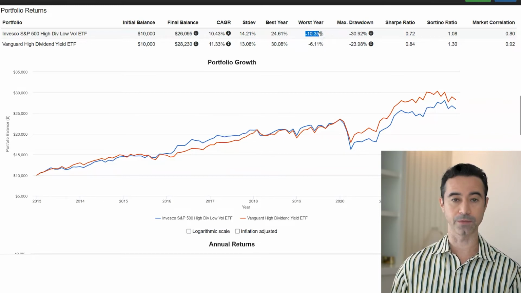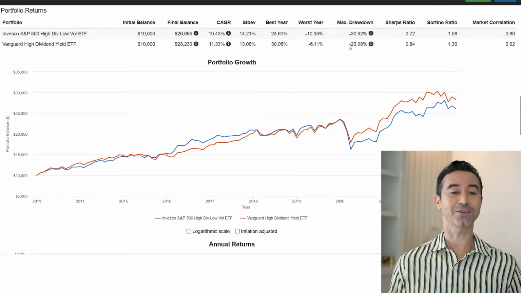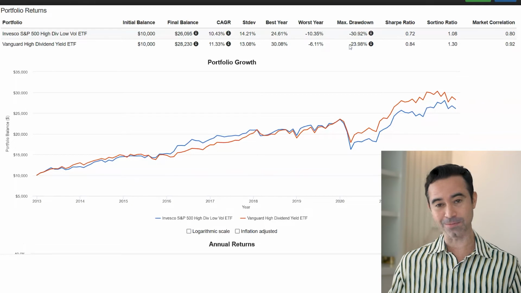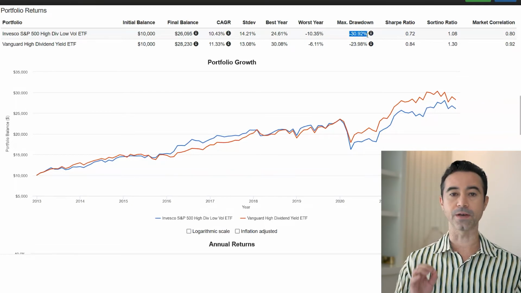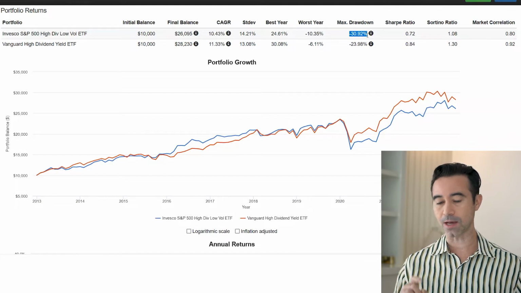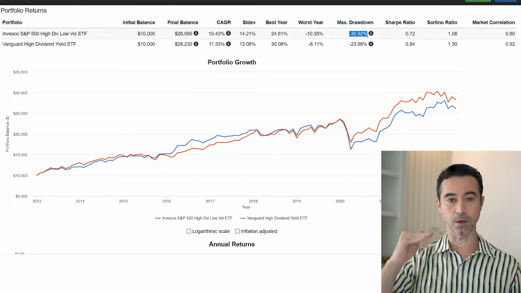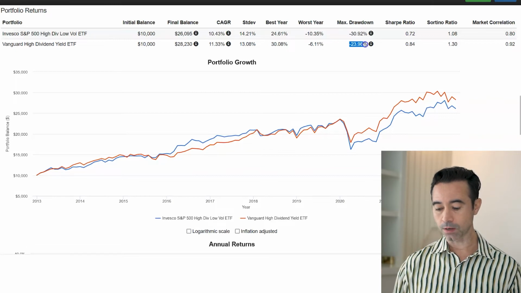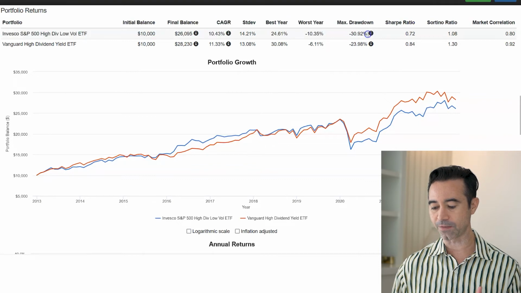Negative 10% for SPHD. And the next thing, the kind of crazy thing here, I'm shocked about this. Negative 30% drawdown for Invesco's SPHD. That was the worst drawdown in terms of peak to drawdown bottom. And remember, this is the one that's low volatility. The low volatility ETF had a higher drawdown than VYM, which was negative 23.98%.